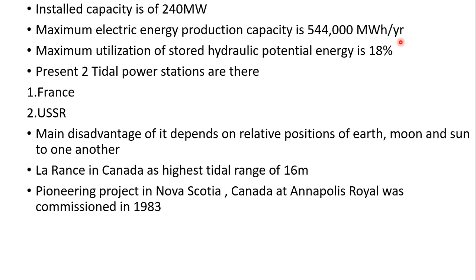The main disadvantage of a tidal power plant is that the production of power from tidal stations occurs at times and in magnitudes that depend on the relative positions of the earth, moon and sun to one another. So the power production depends on the relative motion of the earth, moon and sun, but not on the electrical demand of the consumers. This is the main disadvantage.